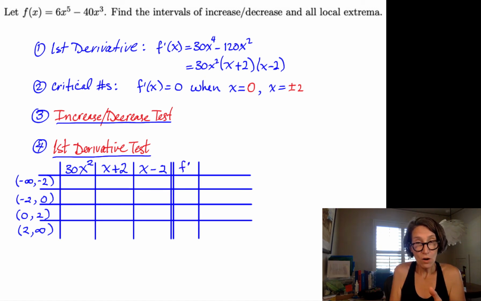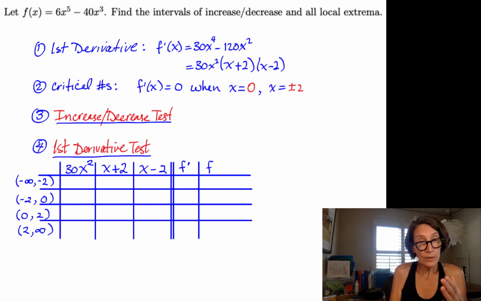So I'm going to add a column for the first derivative, and then the last column is going to be f, because I'll determine whether f is increasing or decreasing on each of those subintervals. So this is a sign table instead of a sign diagram. A sign diagram is a simple number line, and it's for simpler functions, simpler derivatives.